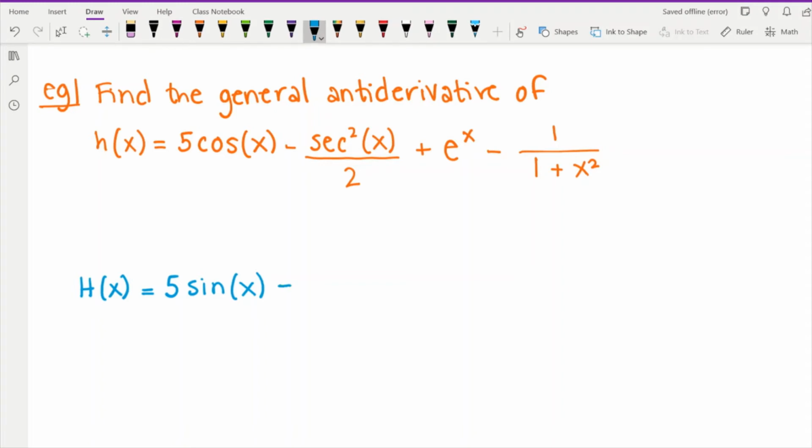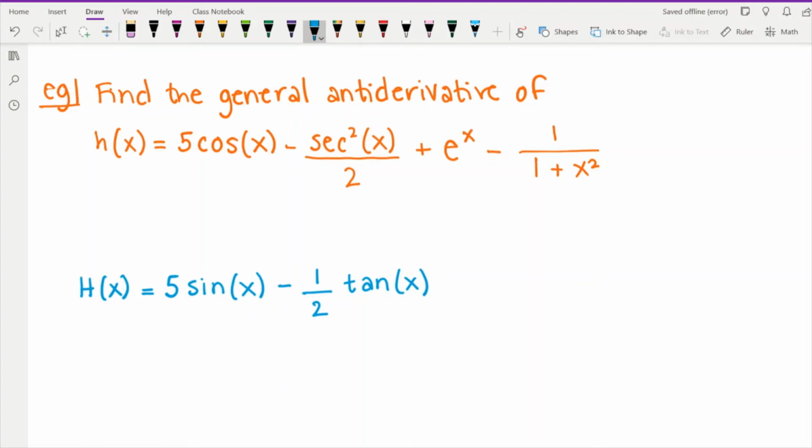Okay, then here we have something divided by 2, and so that means we have a coefficient of 1/2, so we can bring that along. And then what would be the function that when you take its derivative, you get secant squared? Well, that would be tangent, right? The derivative of tangent is secant squared.